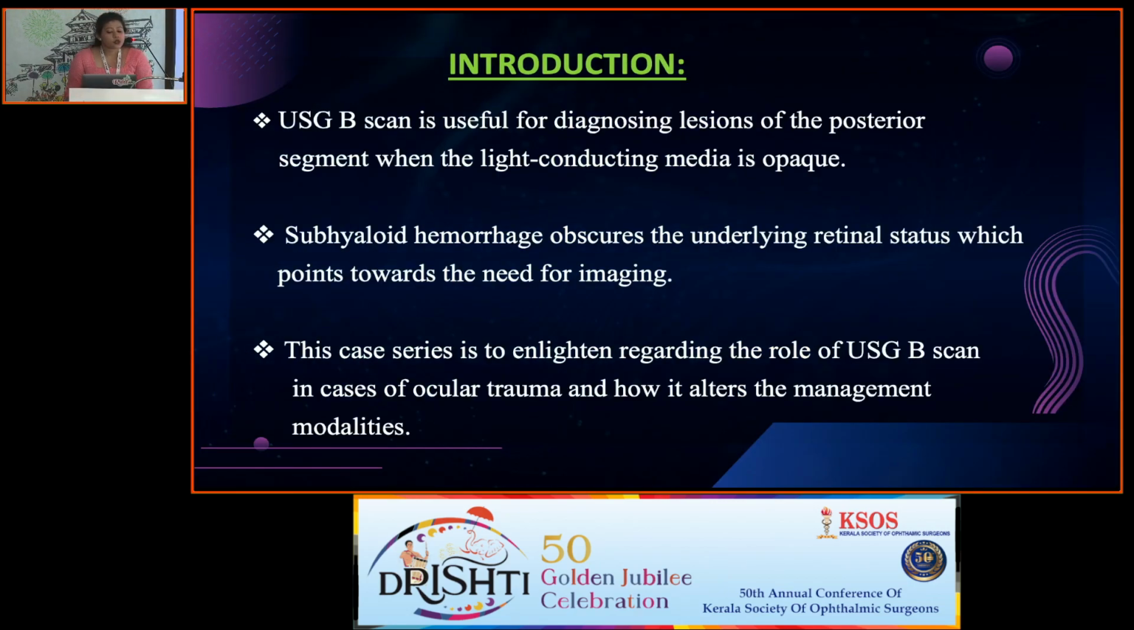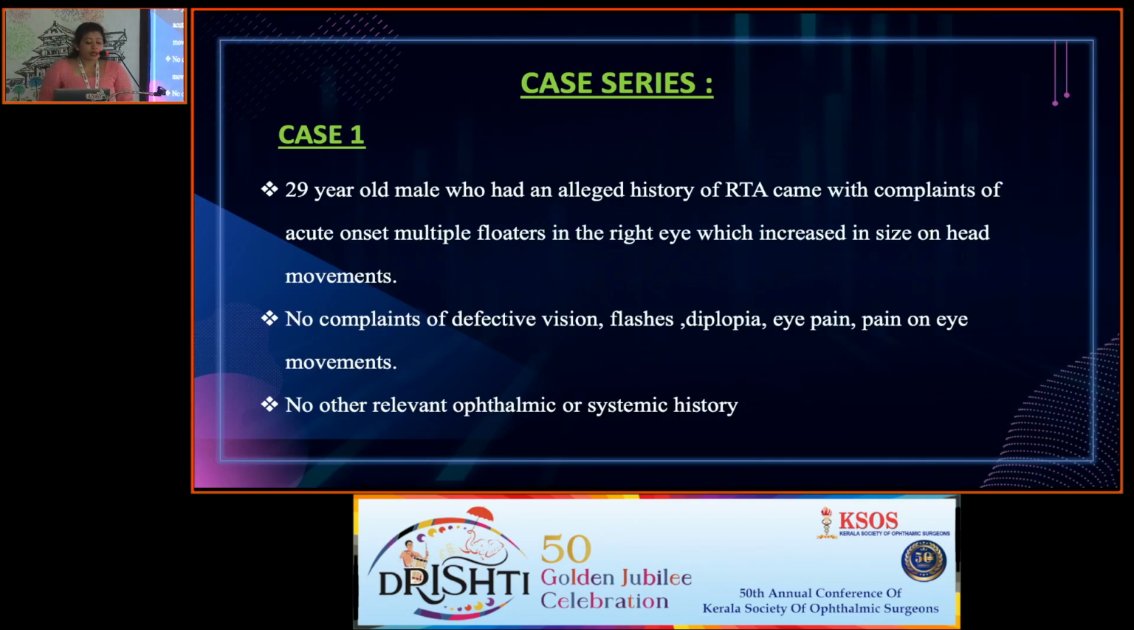USG scan is useful for diagnosing lesions of the posterior segment when the light conducting media is opaque. The subhyaloid hemorrhage obscures the underlying retinal status, which points towards the need for imaging. This case series is to enlighten regarding the role of USG scan in cases of ocular trauma and how it alters the management modalities.